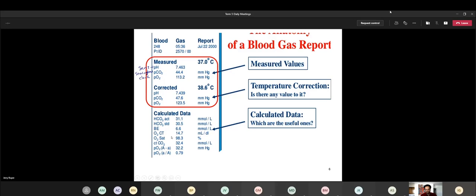So which one of these will be useful? Well, they would all be pretty useful. And as long as the electrodes are working properly and they give you the right measured values, then your calculated data should be pretty accurate as well. But of course, if one of the electrodes is not working, then it's going to throw everything else off as far as the calculations, so your calculated values.